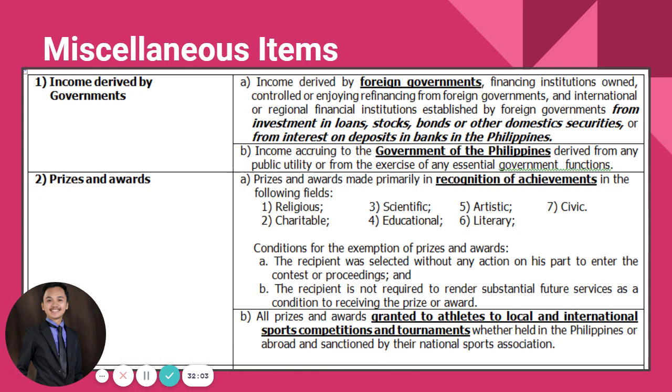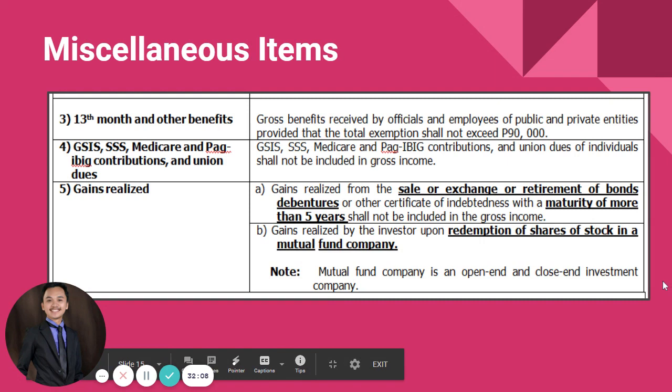Okay? Another miscellaneous item is 13th month and other benefits. Okay? Gross benefits received by officials and employees of public and private entities provided that the total exemption shall not exceed 90,000 per year. Okay? So, si 13th month pay including other benefits is exempted as long as it will not exceed 90,000.